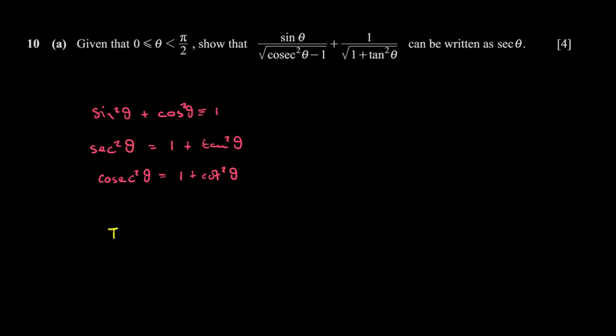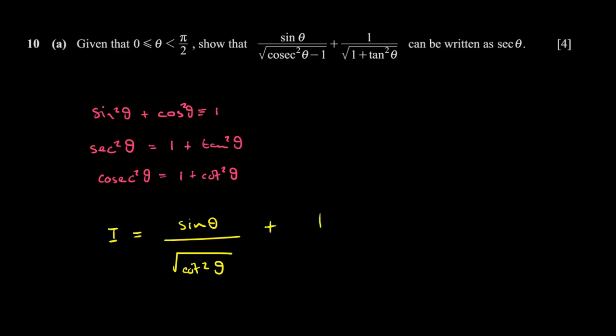So let's say we've got the identity I. So what's that going to be? Well, we've got sine theta divided by the square root of cosec squared minus 1. Well, if I subtract 1 from both sides of this identity, I get cosec squared minus 1, that's going to be equal to cot squared. So this is the square root of cot squared theta.